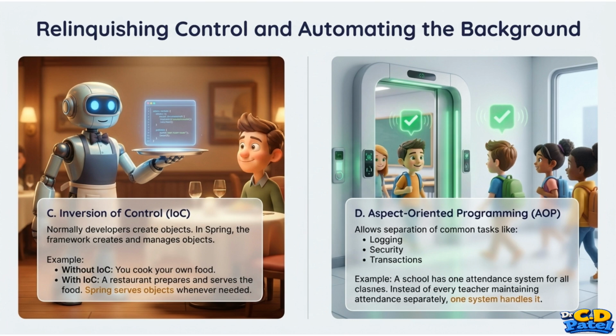AOP means aspect-oriented programming. It helps us handle common tasks such as logging, security, and transactions separately from our main business logic. For example, instead of adding security code to every single method, we can manage security as a separate concern. This keeps our main code cleaner.